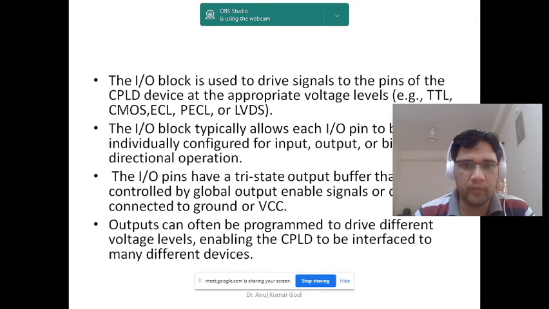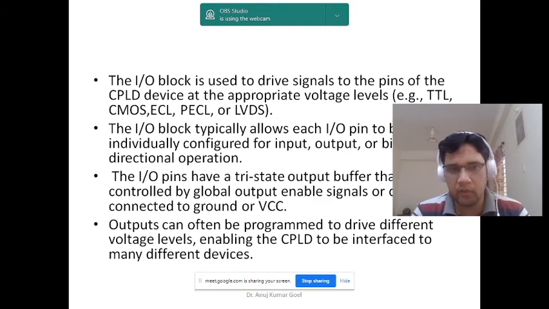Then the input output block typically allows each input output pin to be individually configured for input, output or bidirectional. So different pins are there in input output blocks. It is the duty of the circuit to make a pin either an input, an output, or bidirectional.